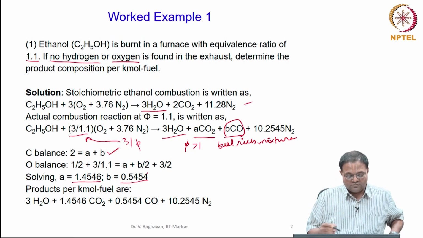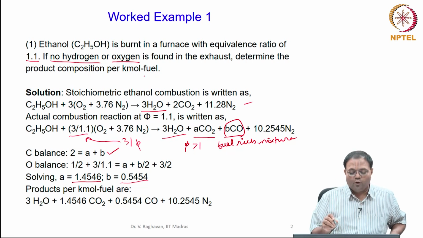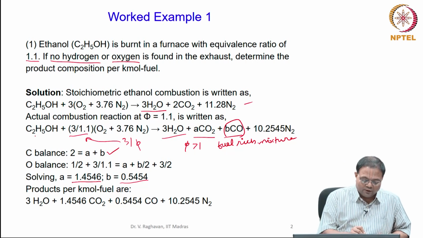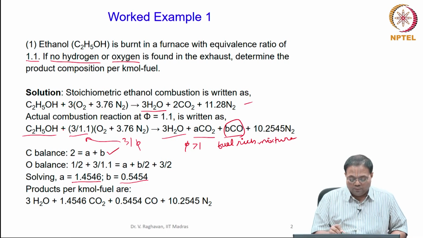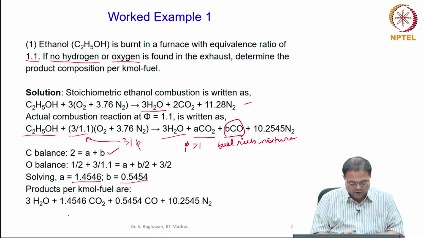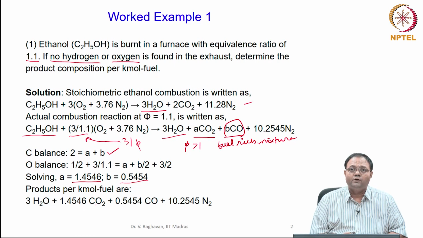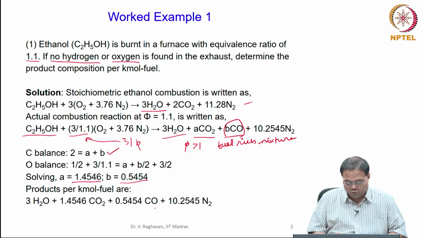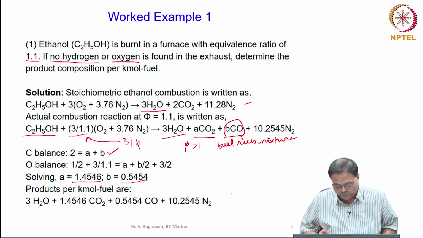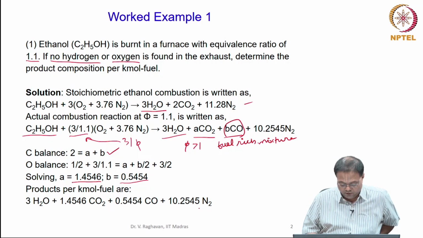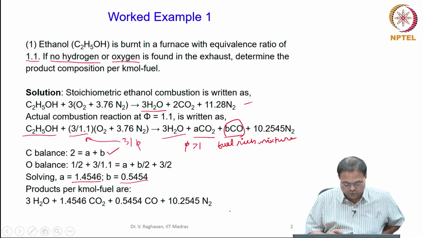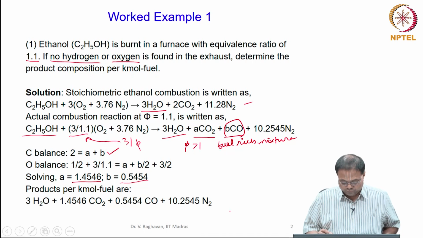So what is asked is the product composition per kilomole of fuel. So you have already written the equation for 1 kilomole of fuel here. So the products formed are 3 times H2O, then 1.4546 times CO2 plus 0.5454 times CO and 10.2545 times N2. So these are the number of kilomoles of products which are formed.